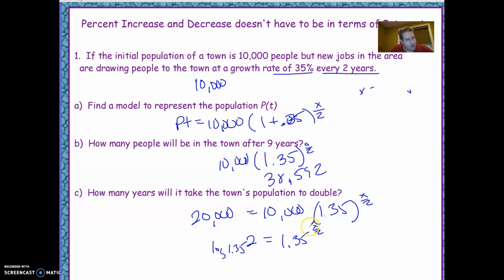And then I'm going to multiply that by 2 because x over 2 equals that. So that's 2.309. Double that, you get about 4.619. X is about 4.619, and that's how many years it's going to take. So it's going to take a little bit more than 4.5 years.